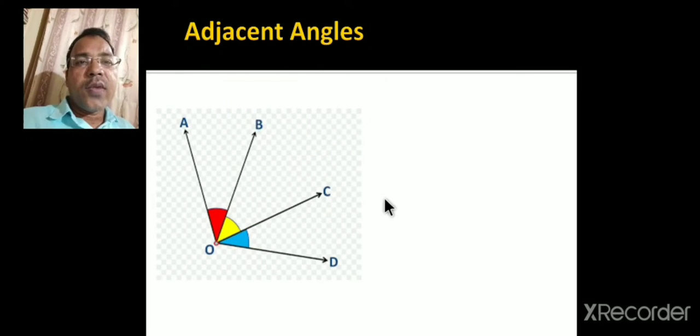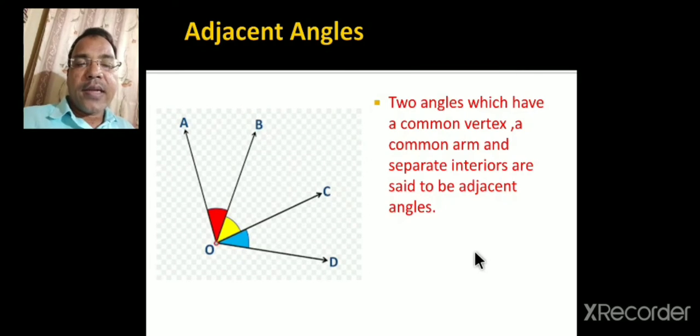Then the next part is adjacent angles. Now what are adjacent angles? Let's see first. Here you can see in this figure some angles are shown. Now what is meant by adjacent angles? Two angles which have a common vertex, a common arm and separate interiors are said to be adjacent angles.